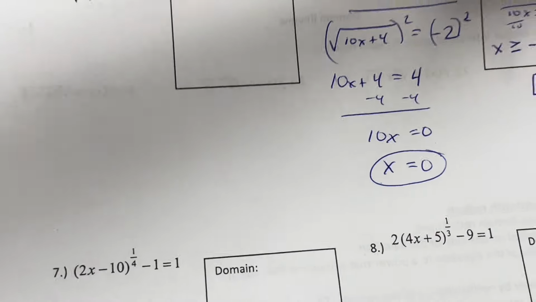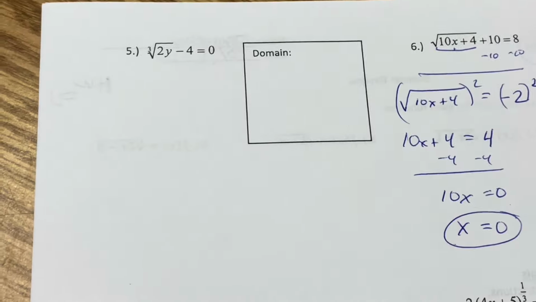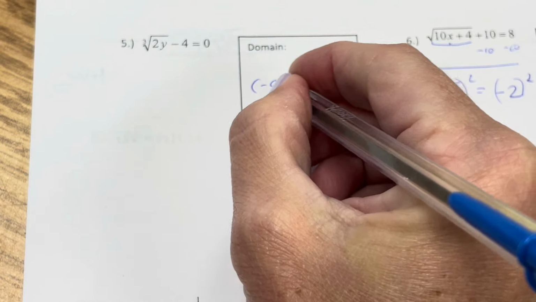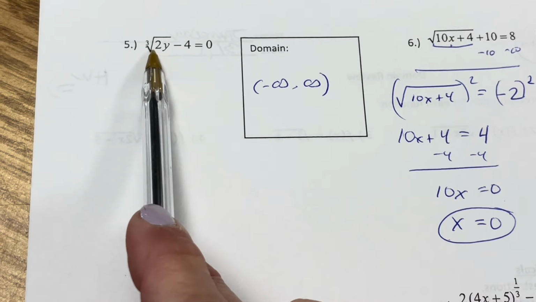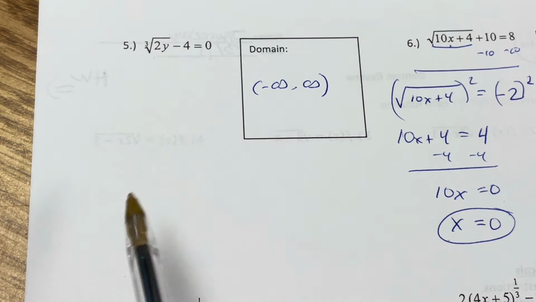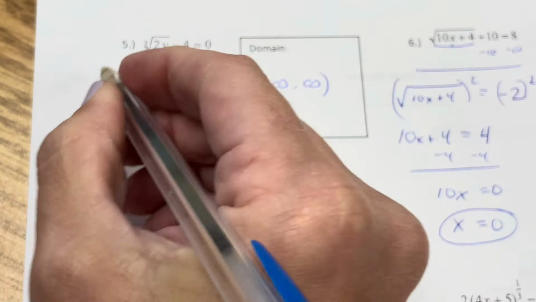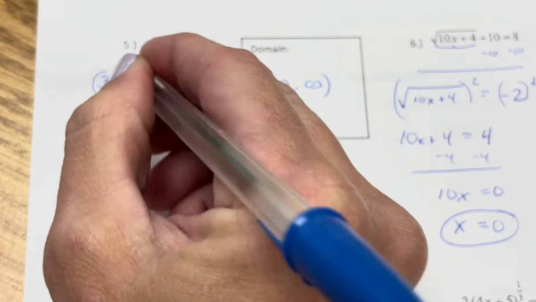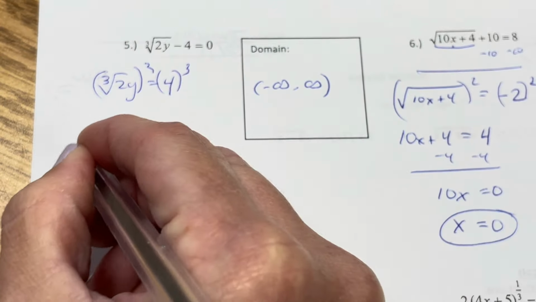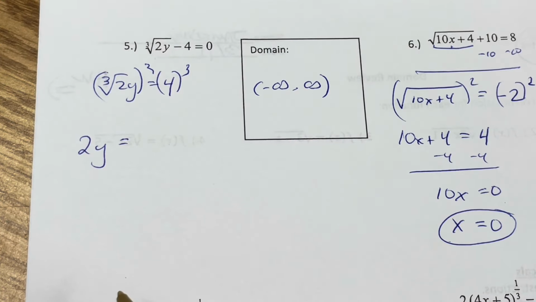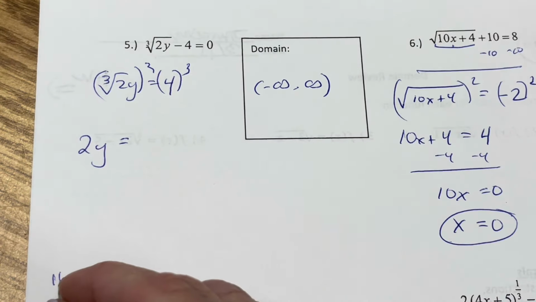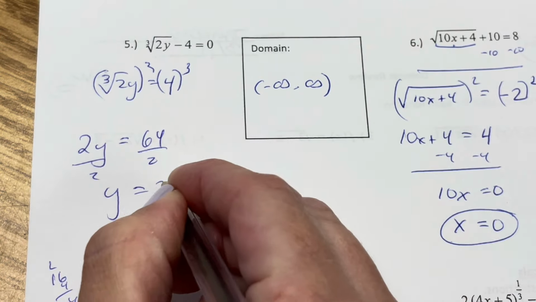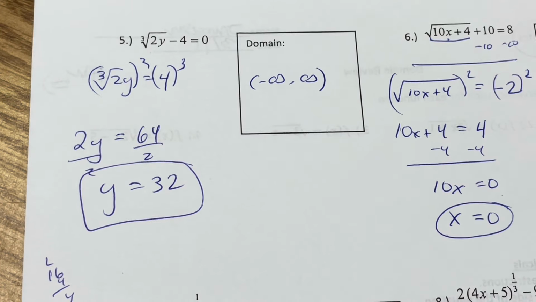So if we flip back to the second page, number 5, you might be able to even do that from scratch yourself. But the domain is, again, all real numbers, negative infinity to infinity, because I have a cube root, so there's nothing that y can't equal. Next step, isolate. So I get my 4 to the other side. Now cube both sides. 4 to the 3rd is, 4 squared is 16 times another 4 is 64. Solve, y is 32. Final answer.